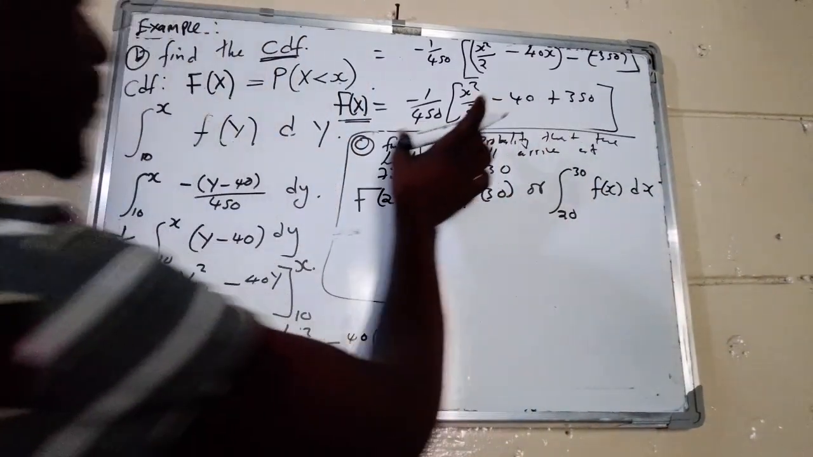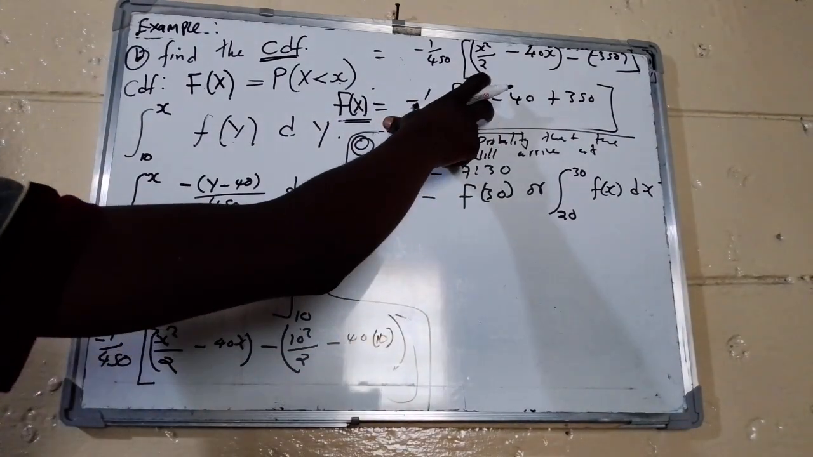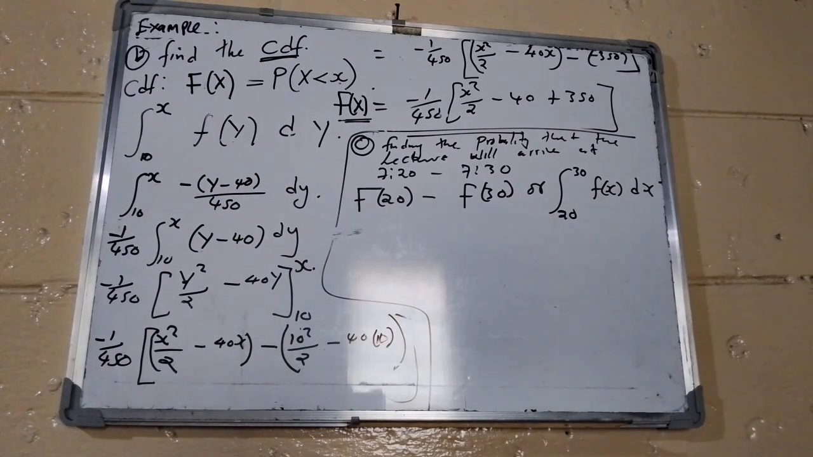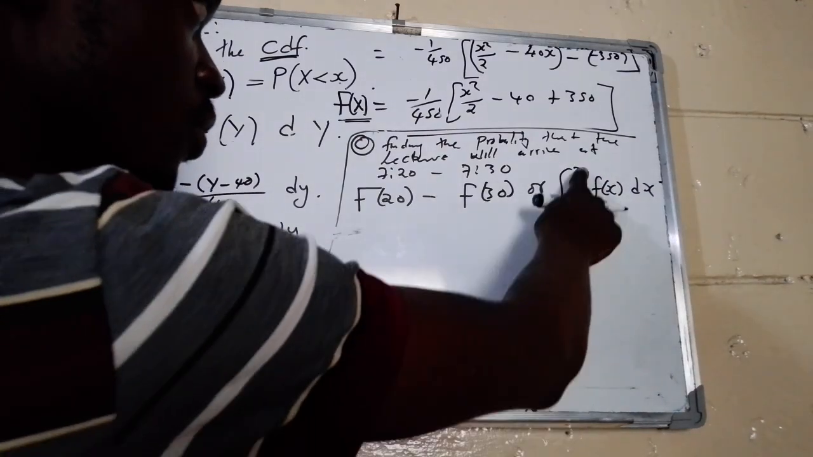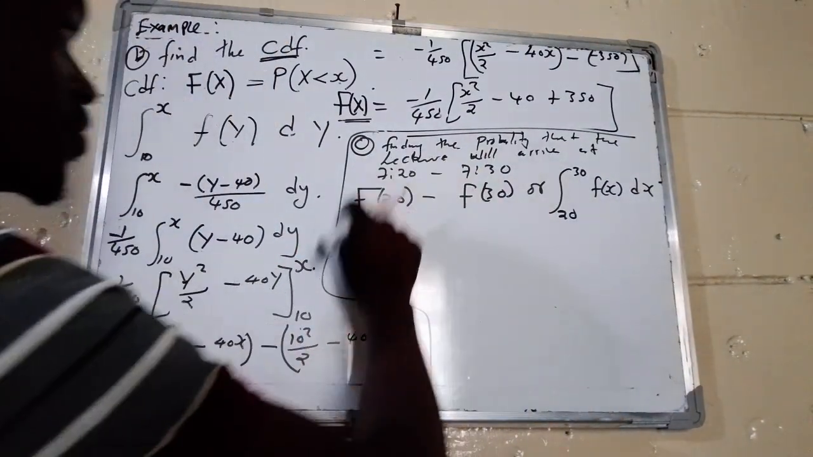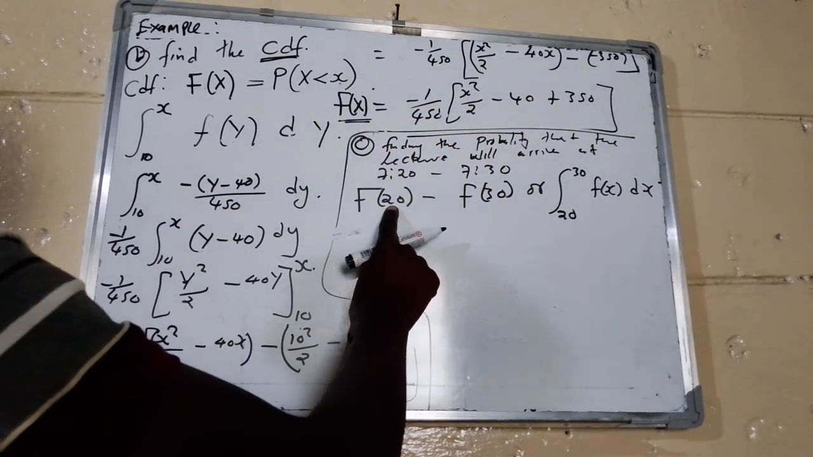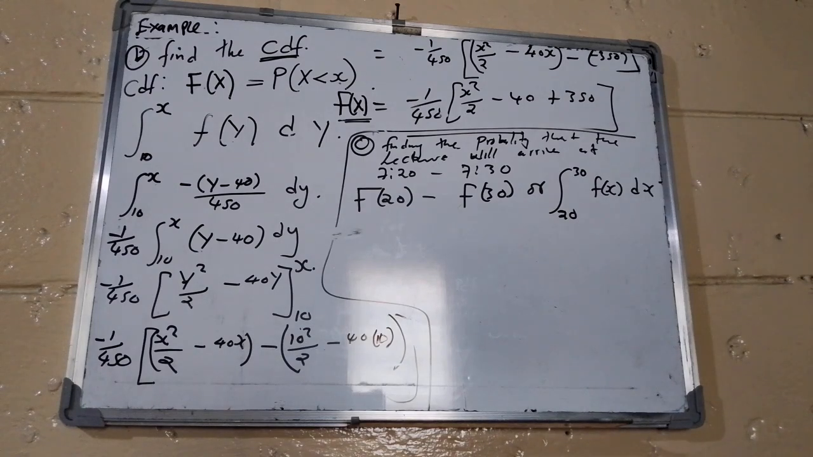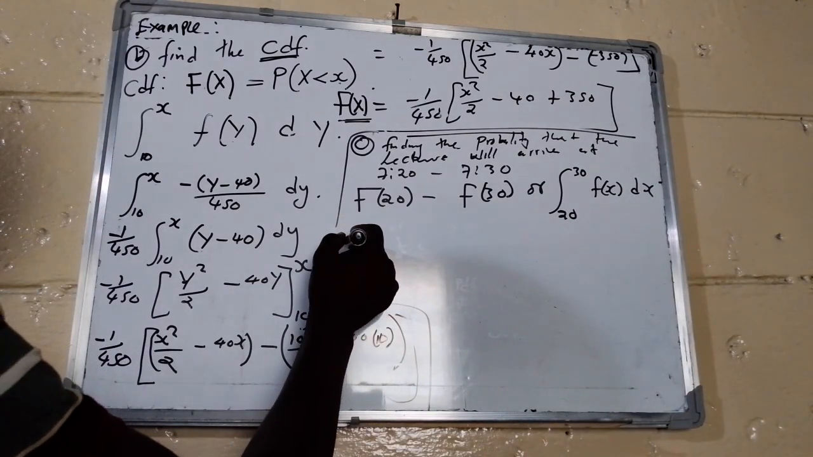There's a difference between CDF and PDF. The CDF is this one which we've newly found, but the PDF is the one which was in the question. So if I want to use the PDF to solve for this one, it's the integral from 20 to 30 of that PDF. But if I want to solve using the CDF, it is basically this function: replace the 20 where there is x, replace the 30 where there is x, and find the difference.